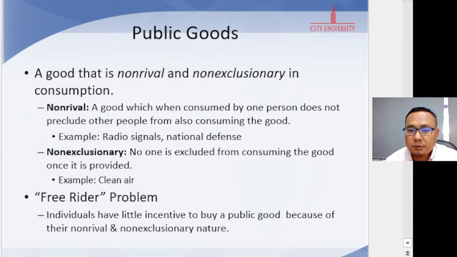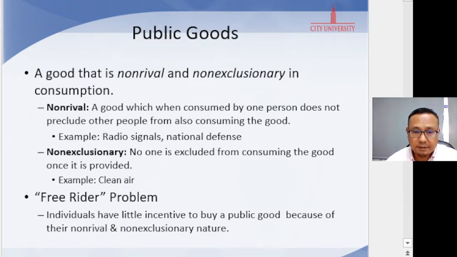Most goods and services are by nature exclusionary. For example, when a car manufacturer produces a car, it can keep people from using the car by putting a lock on the door and giving the key only to the person who is willing to pay for the car. Goods and services such as clean air, national defense, and radio waves are non-exclusionary goods. For example, when the air is clean, everyone gets to consume the clean air. This cannot be allocated to a single person only.